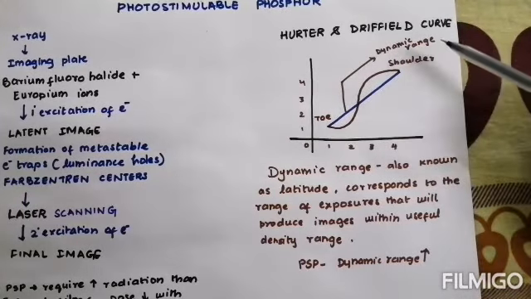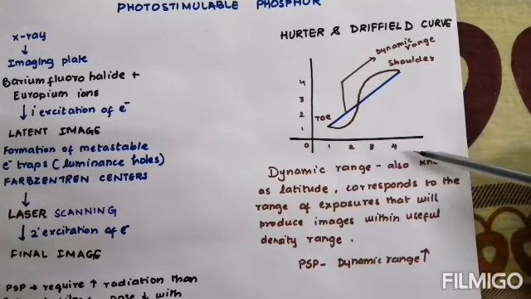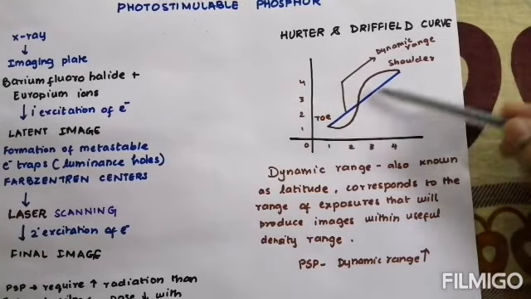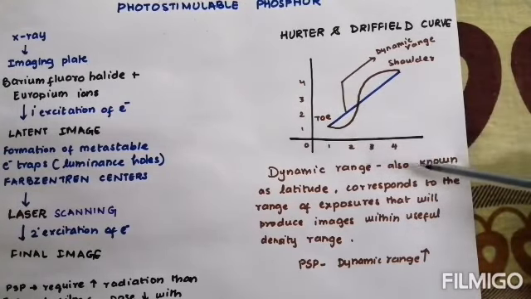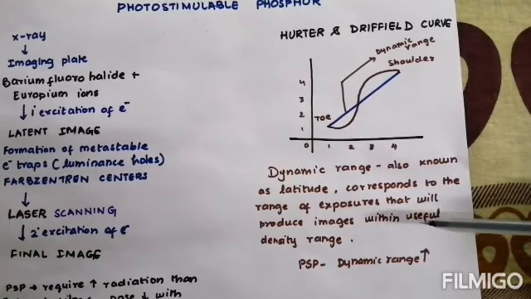Hurter and Driffield curve. The X-axis is the log relative exposure and the Y-axis is the density. This is the dynamic range. Dynamic range is also known as latitude. It corresponds to the range of exposure that will produce images within the useful density range. The PSP plate has more dynamic range.